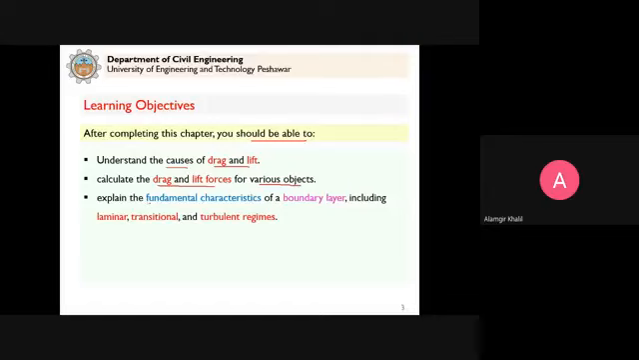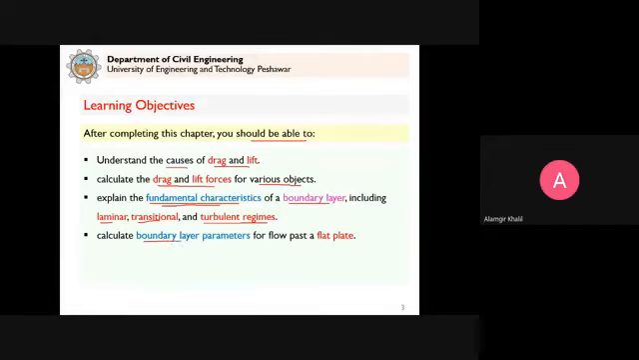We will also explain fundamental characteristics of the boundary layer. We already studied boundary layer formation in pipes. Similarly, when a body is moving through a fluid, again a boundary layer develops on the surface of the body, and we will study different characteristics of the boundary layer, including laminar, transitional, and turbulent regimes.